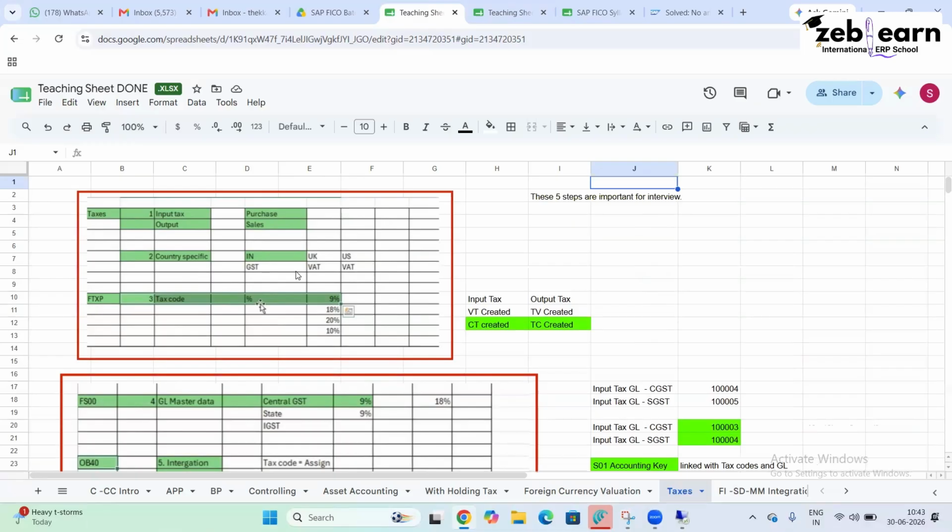So tax is basically something we pay to the government. It is a percentage of our salary, usually. There are different kinds of taxes also, when you have an FD, a savings bank account, or an NRE, NRO account. But mainly for SAP, there is input tax and output tax.